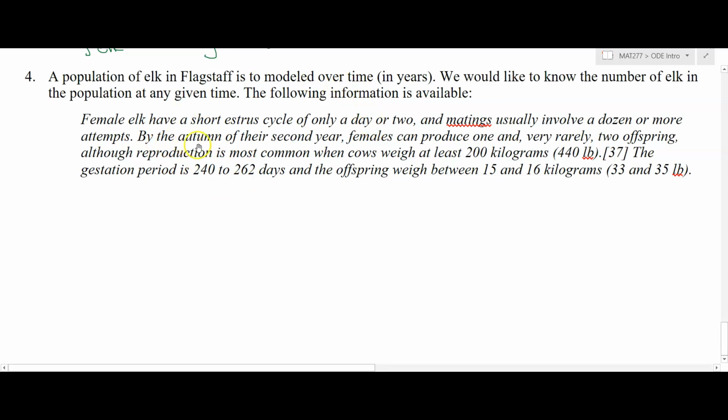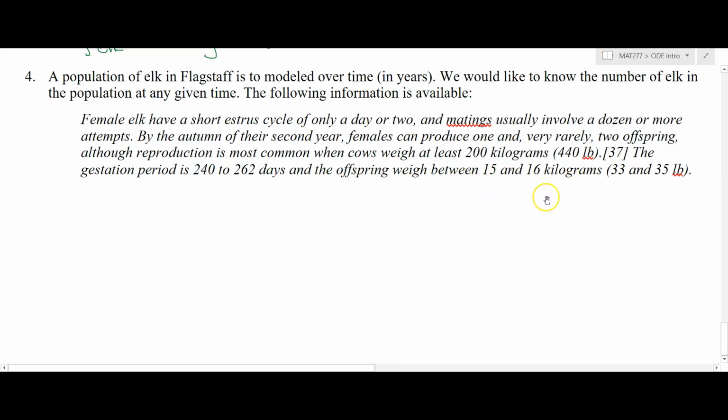And I think I took this from Wikipedia for the gestation period of female elk. Female elk have a short estrus cycle of only a day or two, and matings usually involve a dozen or more attempts. Okay, we're not going to take that into account because how do I deal with that? By the autumn of their second year, females can produce 1 and very rarely 2 offspring, although reproduction is most common when cows, that's I think the name for the female elk, weigh at least 200 kilograms. The gestation period is 240 to 262 days, and the offspring weigh between 15 and 16 kilograms.